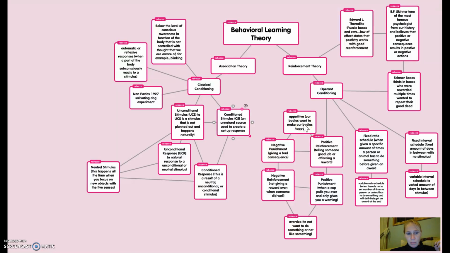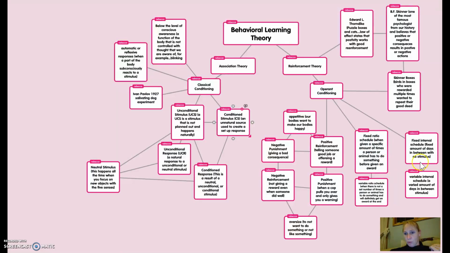The last thing I'm going to talk about is fixed ratio schedule. It's when you're given a specific amount of times a person or animal has to do something before given an award. So kind of like what Skinner does with his boxes, he gives a specific amount of times that the birds have to do something before they get rewarded.